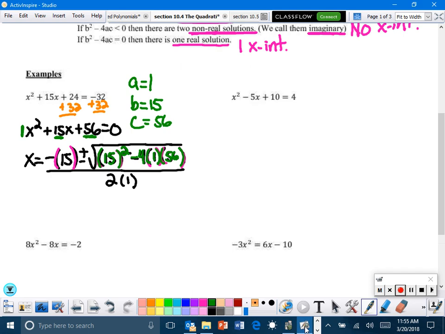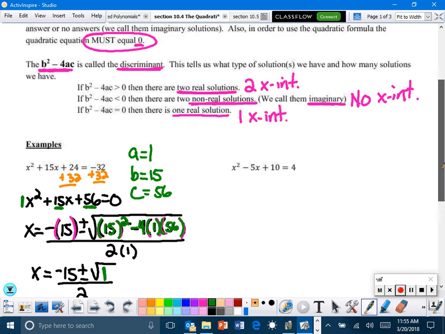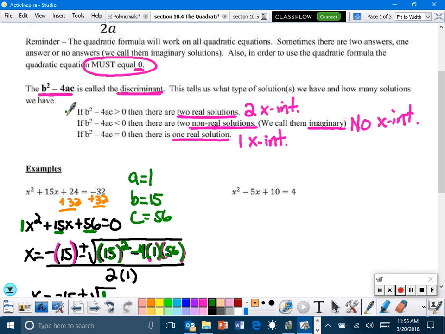So go back and let's rewrite this. So now we've got x equals, now this is where parentheses can disappear. So this is just negative 15 plus or minus the square root of 1 all over 2 times 1 is 2. Now, this discriminant, which is a 1, let me put that back in green. That tells us, if we go back up here, that's the first one right here. So it's bigger than 0. That's telling us there are 2 answers. There are 2 real solutions.